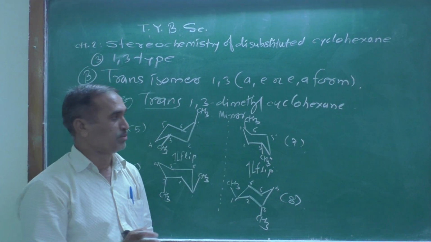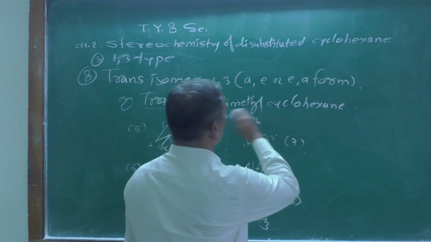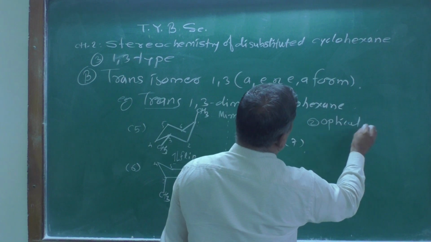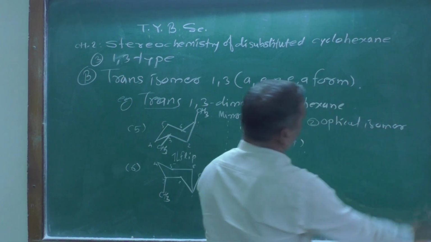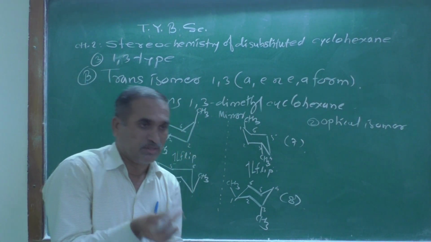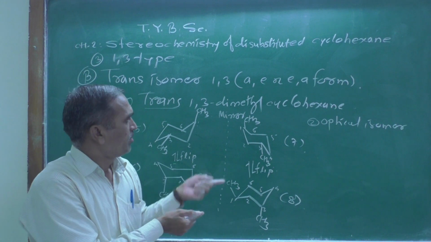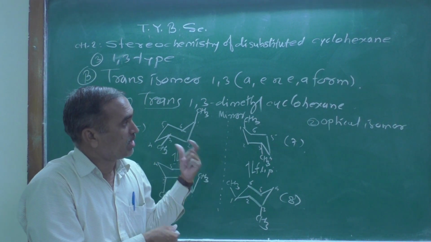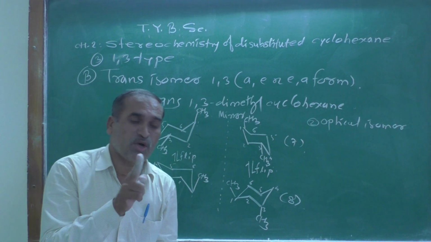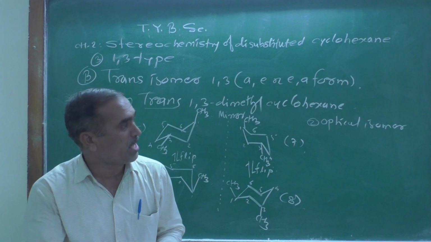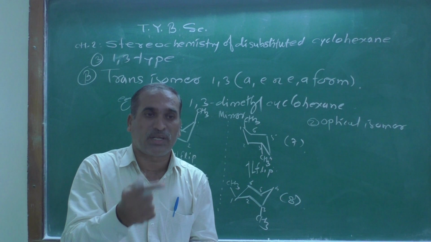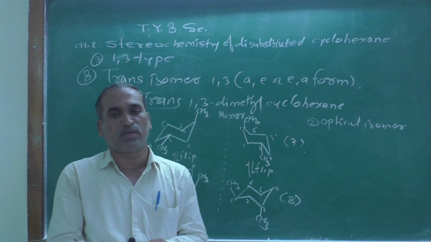And what are the points to discuss here? The second point, geometrical isomerism, we know that. The second point is optical isomerism. Optical isomers, what do you see? Optical isomerism, what is your opinion? Whether this molecule or this molecule is optically active or optically inactive? For determining the optical activity, what do you see?